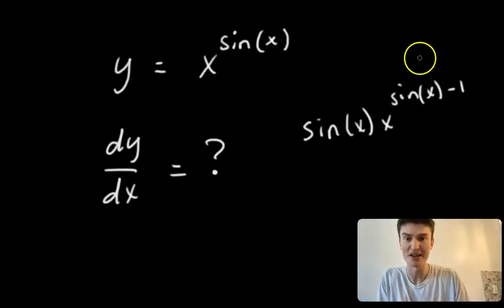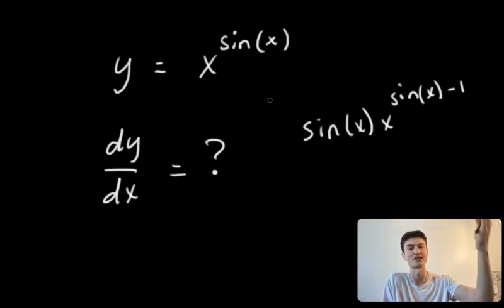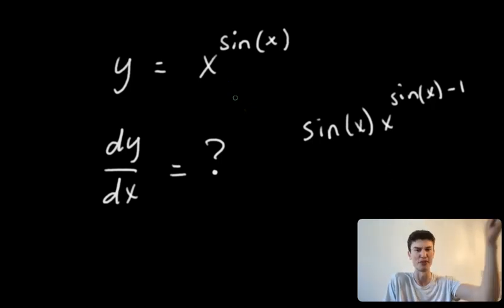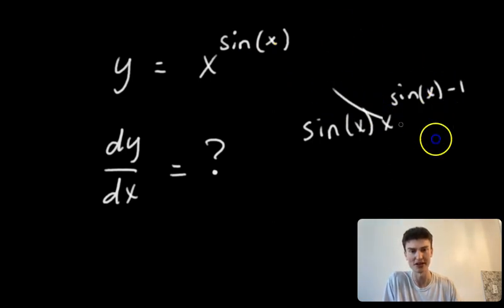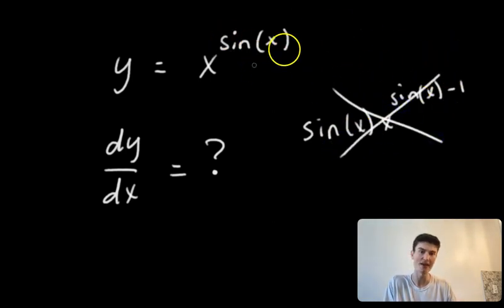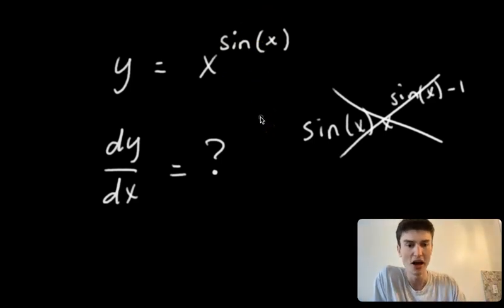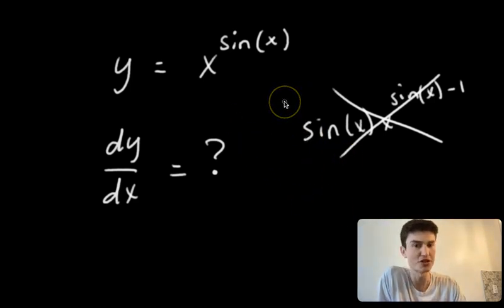The reason why you can't do that is because the power rule only applies when you have a variable raised to a constant. In this case, you have a variable raised to a function of a variable, sine of x. So you can't use the power rule. So this is no good. So instead, whenever you have a function of x in the exponent position, you want to use this fancy process called logarithmic differentiation, which hopefully I can convince you guys is not as fancy and confusing as it sounds.